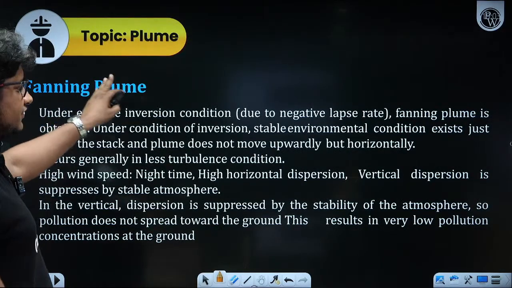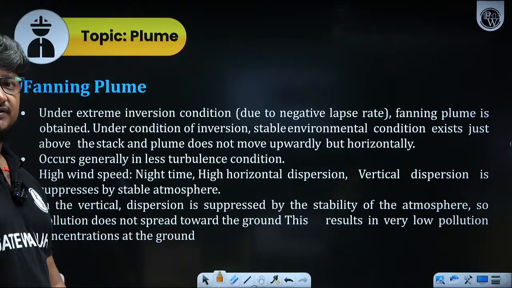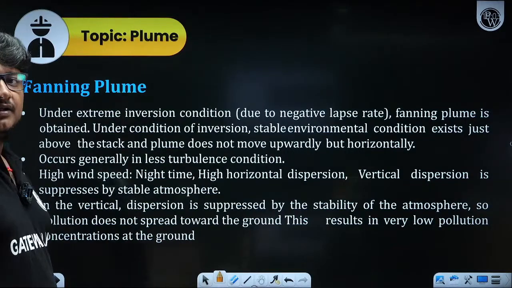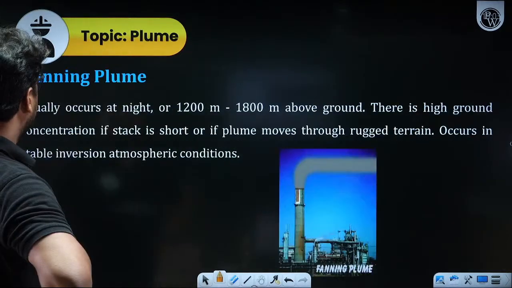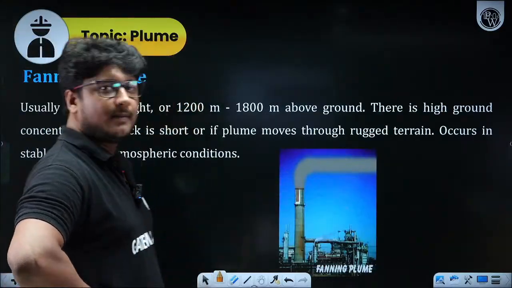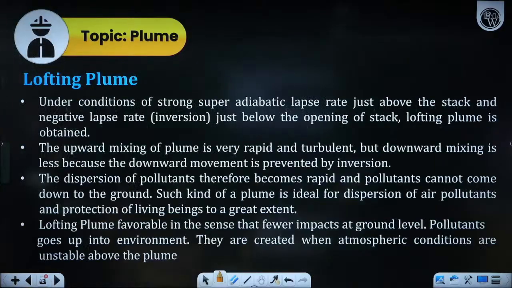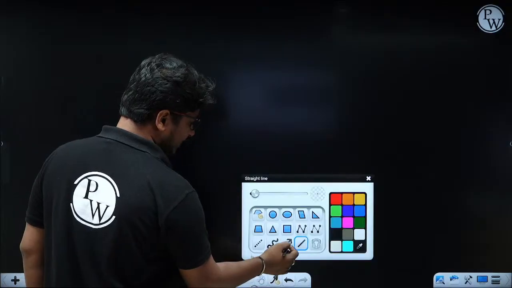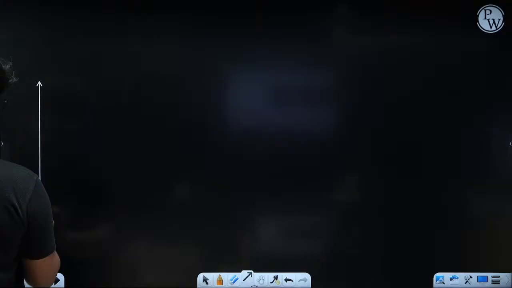Regarding fanning also, I have written some theoretical points. This is something you will read later when you get the class notes. This is the real life picture. Now we are going for the next type of plume behavior.